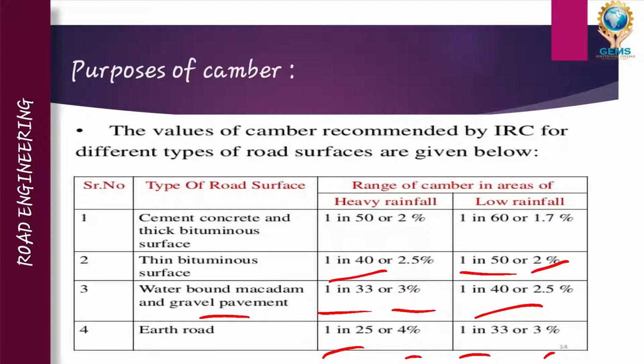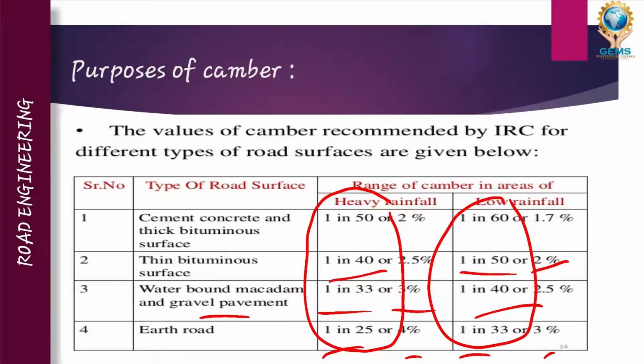According to Indian standards, these are the ranges of slope we should give as camber for roads in rainfall areas, and these are the values of slope we should give in the range where there is low rainfall.